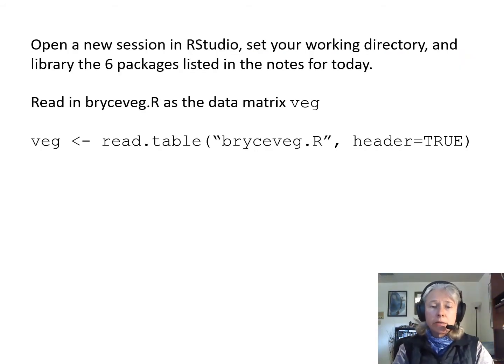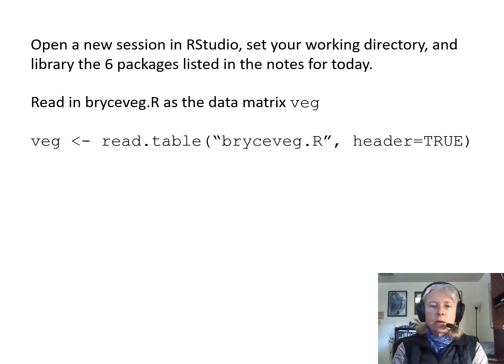So as indicated in the notes, go ahead and open a new session in RStudio, set your working directory, and then load the library, the 6 packages that are indicated in the notes for today. And just like last time, you're going to read in the BryceVeg.R file as a data matrix that we'll call veg, and that's the code, the syntax below.